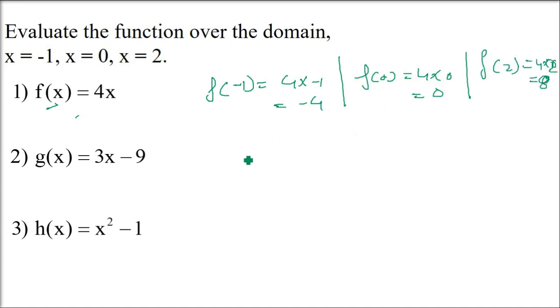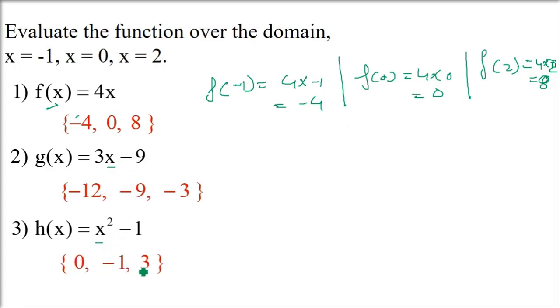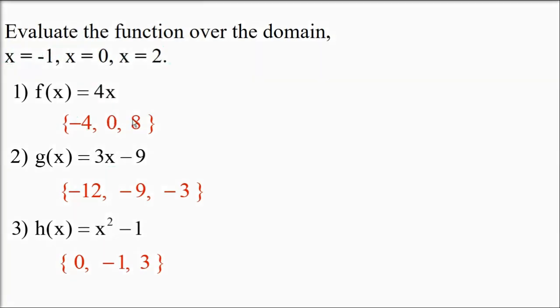What is the range? What is the value of y? Negative 4, 0, 8. Similarly, the second one will give you negative 11, 12, negative 9, negative 3. The third one is 0, negative 1, and 3. So this is the domain. Just put the value of x, find out the value of y.